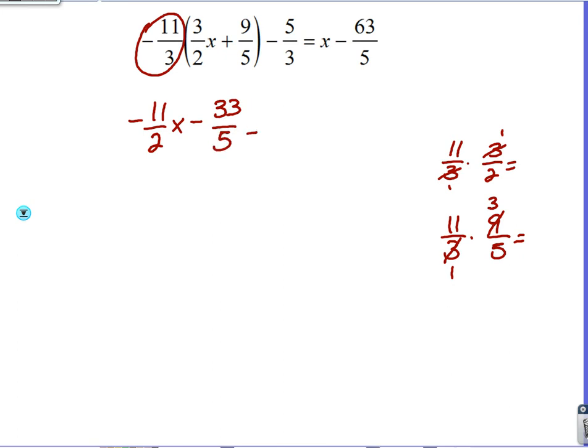Minus 5 thirds equals x minus 63 fifths. So that's step number 1. So we're lucky. We've only got 3 steps and already finished number 1. Step number 2 is probably going to be your hardest one. Step number 2 is we have to combine all like terms.